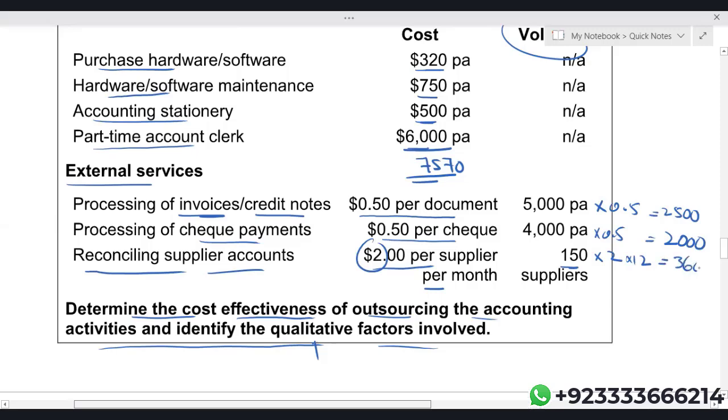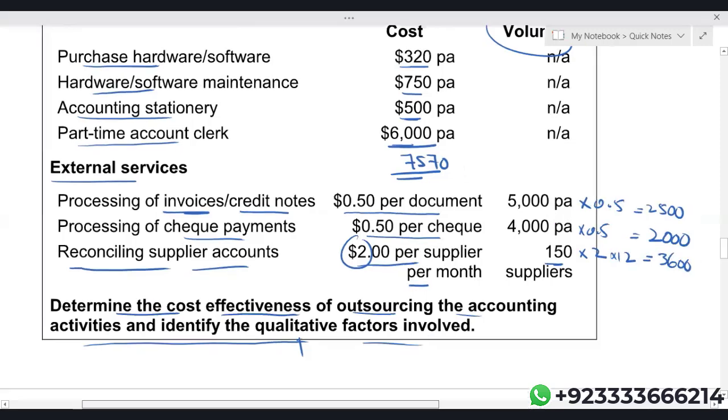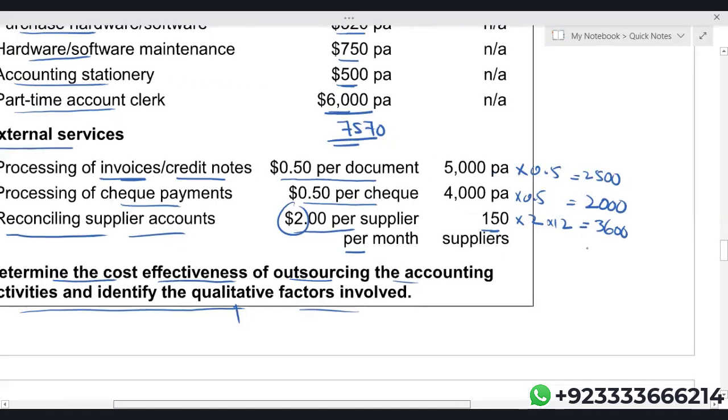I'm getting 3,600. So reconciling suppliers accounts will cost us 3,600. So 2,500 plus 2,000 plus 3,600. The relevant cost of outsourcing is 8,100. So obviously, we should not outsource accounting activities because outsourcing is costlier than doing the same job internally. So simply it would not be cost effective to outsource.